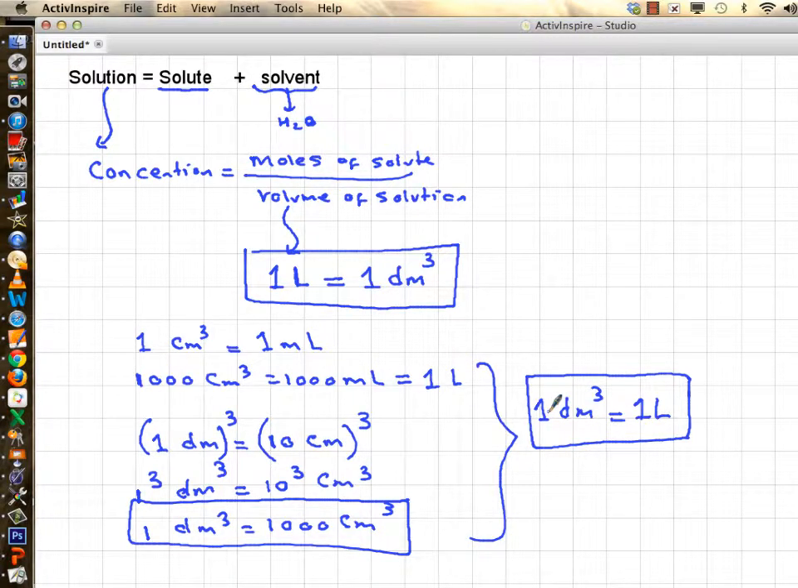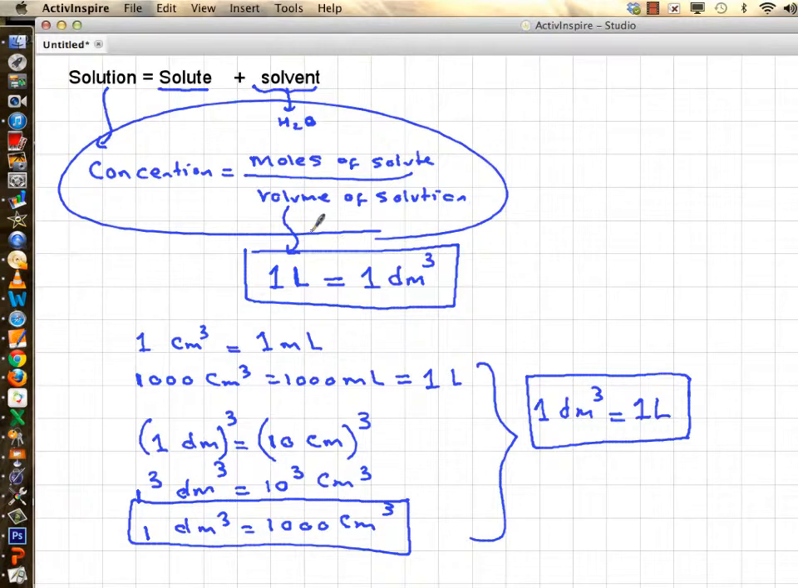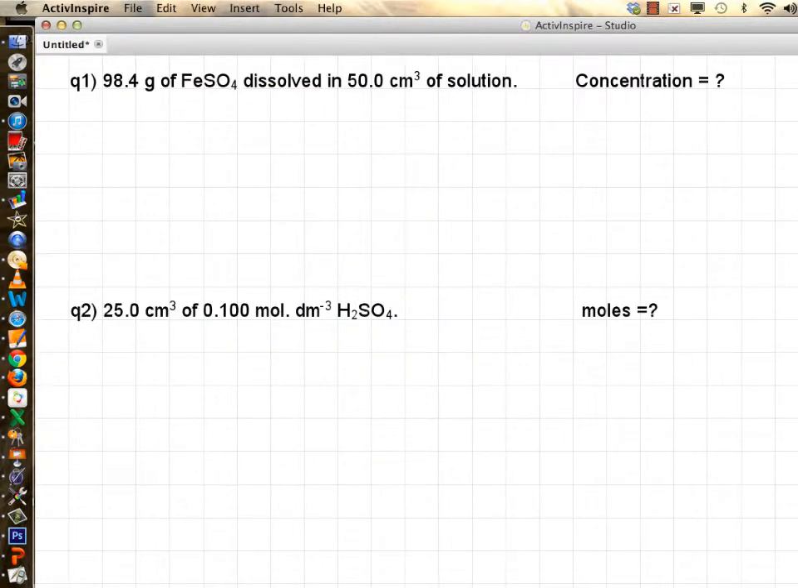Now let's just solve some problems, remembering that concentration is moles over dm cube of solution. So we go to the next slide, and I have a few questions prepared. Let's say I have 98.4 grams of iron 2 sulfate dissolved in 50 cm cube of solution. So this is solvent in addition to the minute amount of solute. What is concentration? I know concentration is moles over dm cube, or volume of solution.